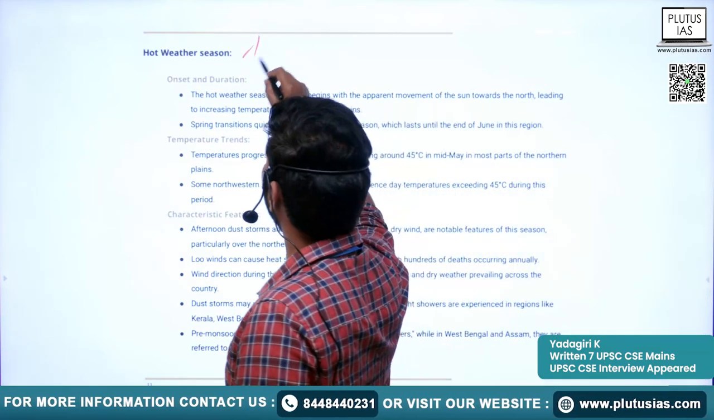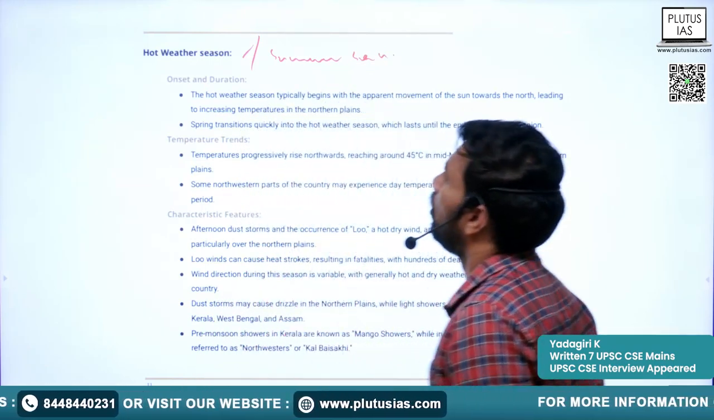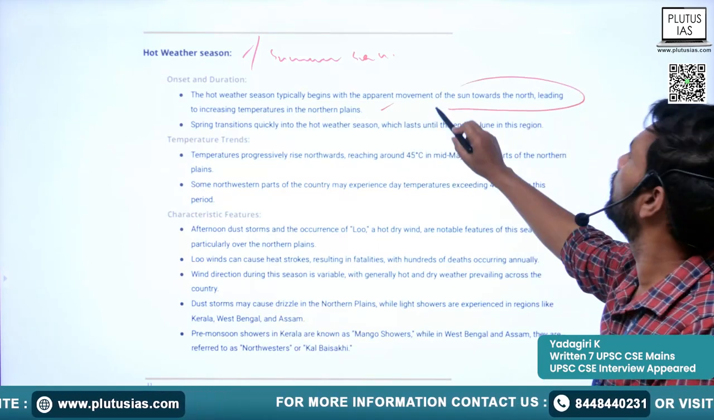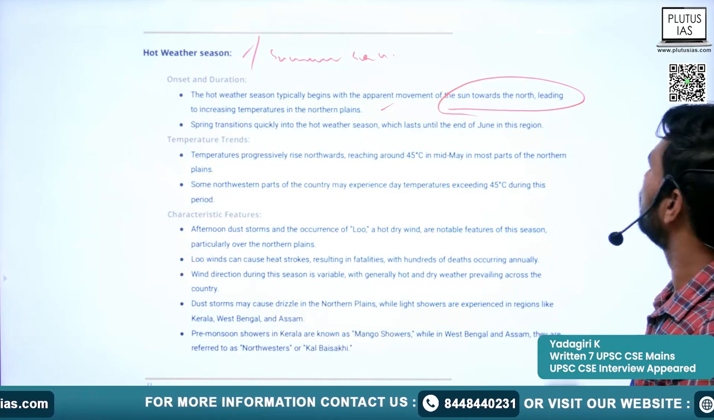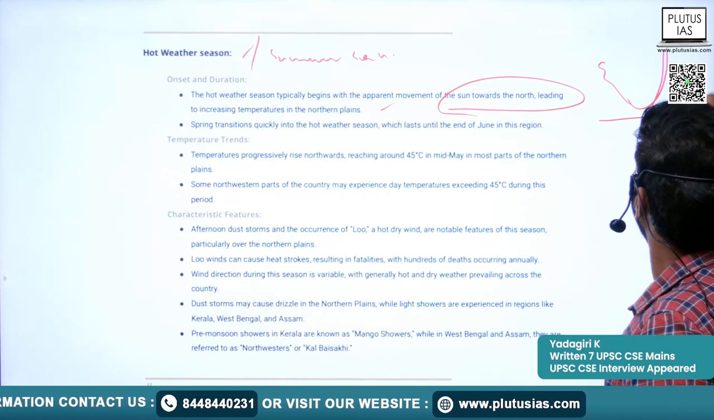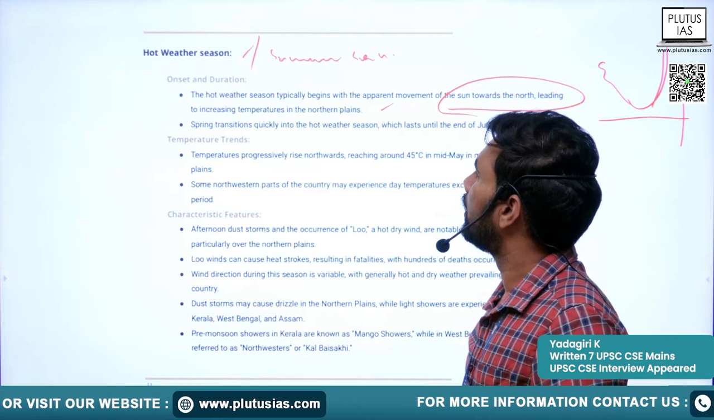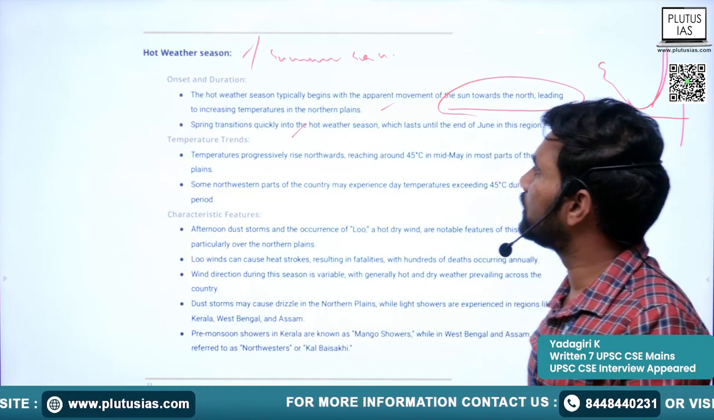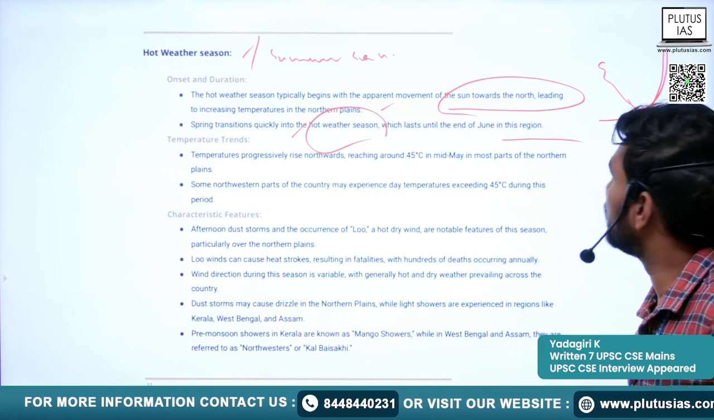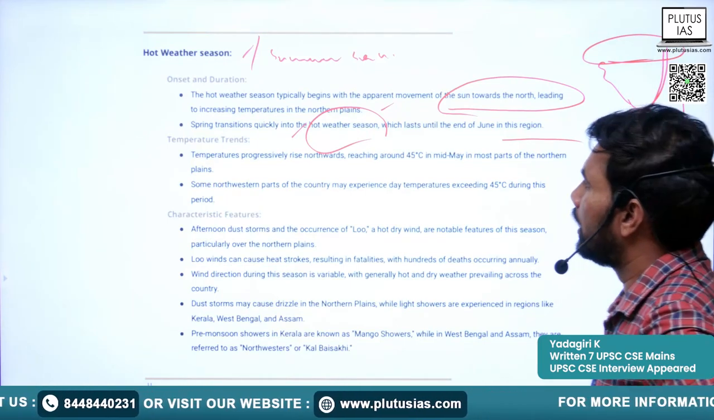Next is the hot weather season, or summer season. Onset and duration: it typically begins with the apparent movement of the sun towards the north. If this is the equator, the sun moves to the north of the equator, setting in the summer season in India. Spring transitions quickly into the hot weather season, which lasts until the end of June in this region, especially in the northern part of India. It remains till June.